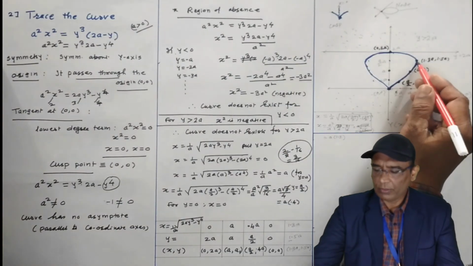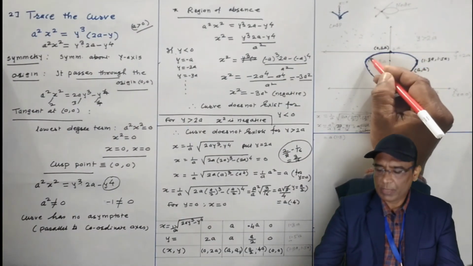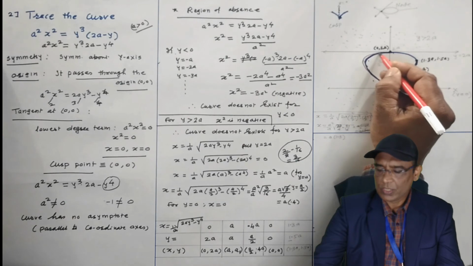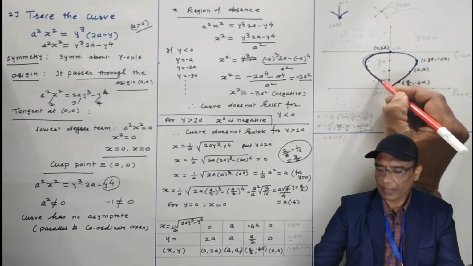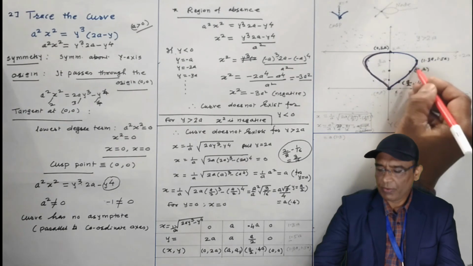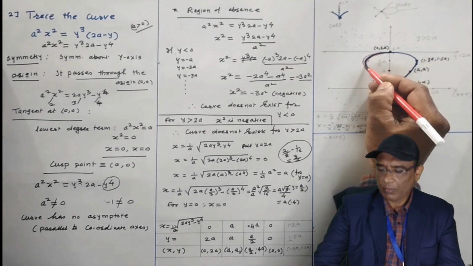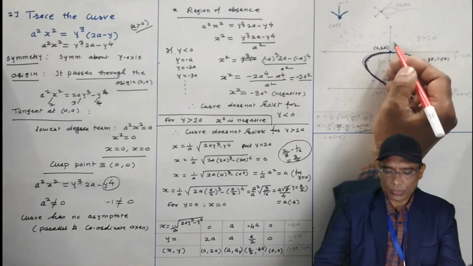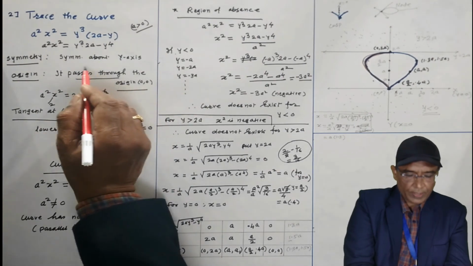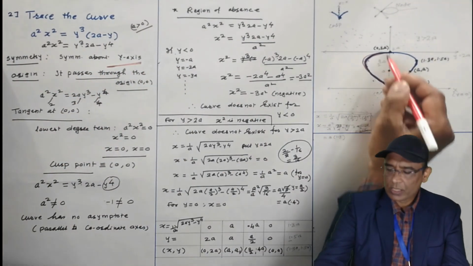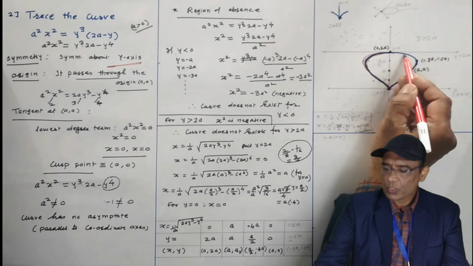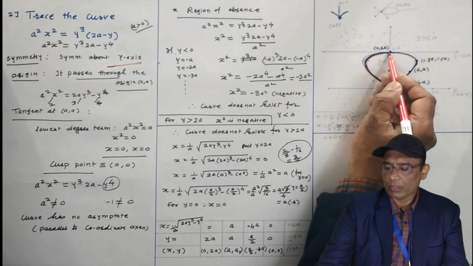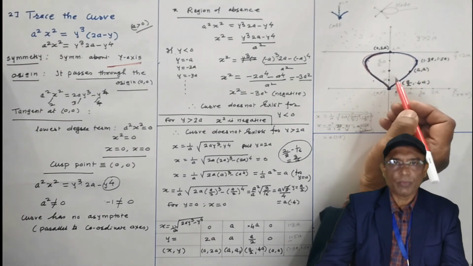Now this half portion we have drawn, and the rest of the half portion you can draw by symmetry, because this curve is symmetric about the y-axis. This much we have traced, and this we have drawn by symmetry, because it is symmetric about the line x equal to 0. Therefore this portion we have traced, and this portion is directly drawn. In this way, we trace the curve. We stop here. Thank you very much.